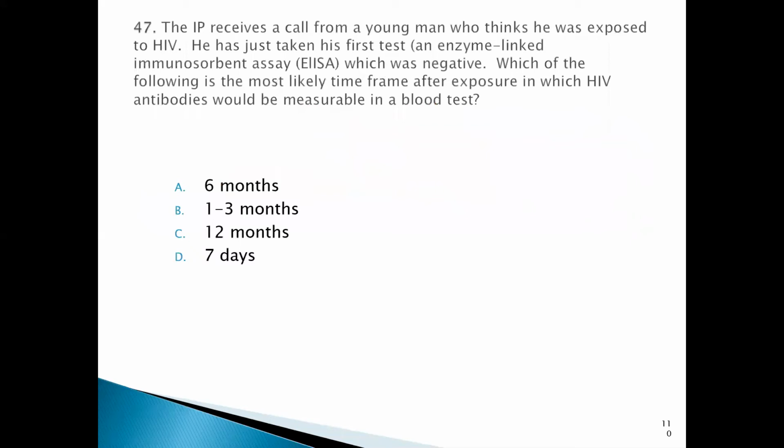47. The IP receives a call from a young man who thinks he was exposed to HIV. He has just taken his first test, an enzyme-linked immunosorbent assay or ELISA, which was negative. Which of the following is the most likely time frame after exposure in which HIV antibodies would be measurable in a blood test? A, 6 months, B, 1 to 3 months, C, 12 months, and D, 7 days.